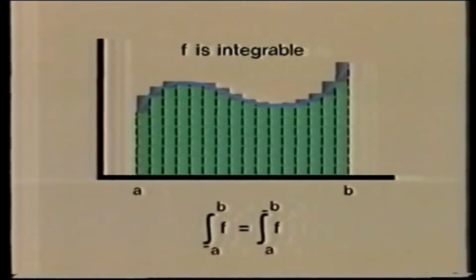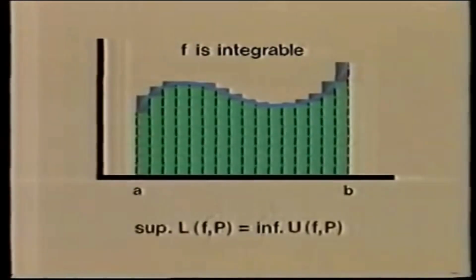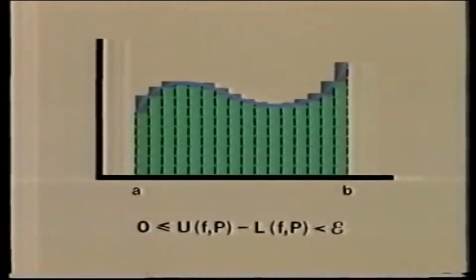If f is integrable, then sup of L equals inf of U. So there must be partitions P for which the lower sum and upper sum are as close to each other as we please. That is, given any epsilon greater than 0, we can find a partition P such that U minus L is less than epsilon. We often use this criterion as a test for integrability.